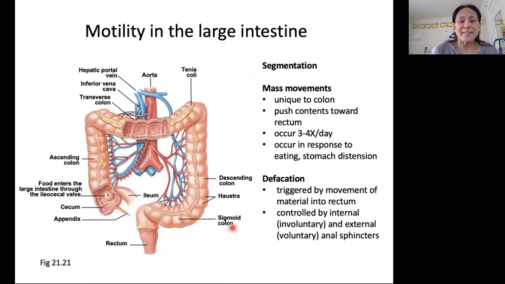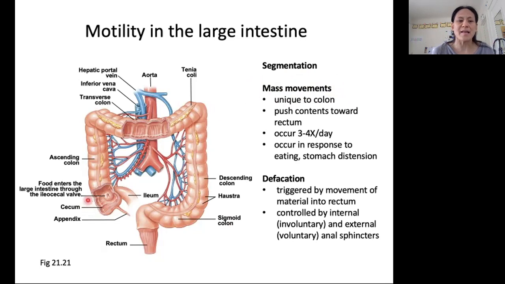Okay, so motility, we have a few motility patterns in the large intestine. Just like we saw in the small intestine, we have segmentation. But I want to spend a little bit of time talking about this motility pattern, which is unique to the large intestine. It's called mass movements.